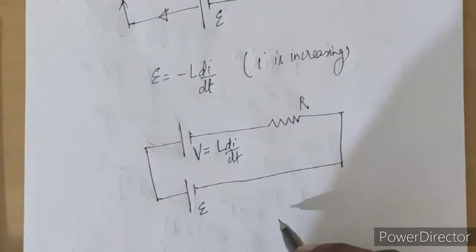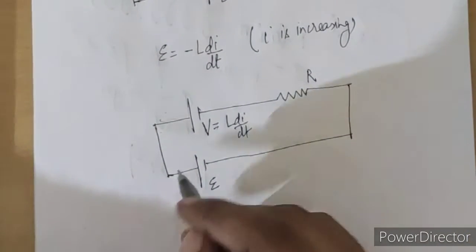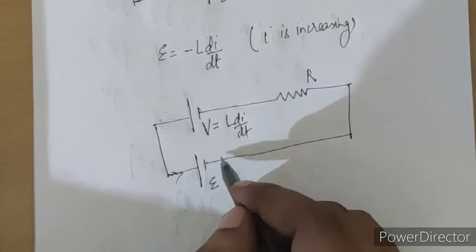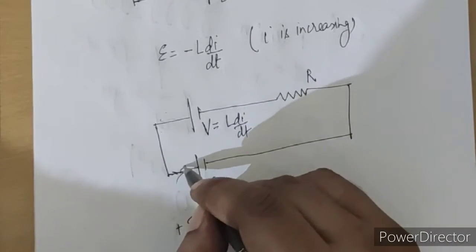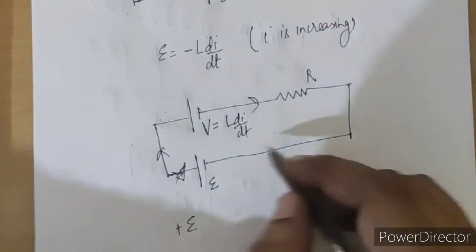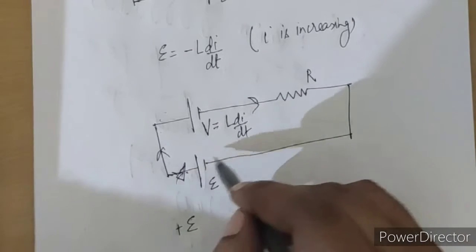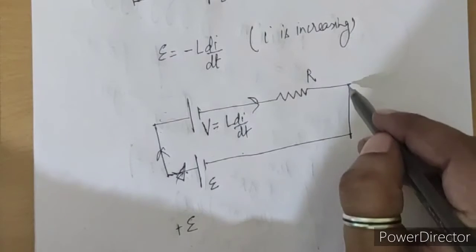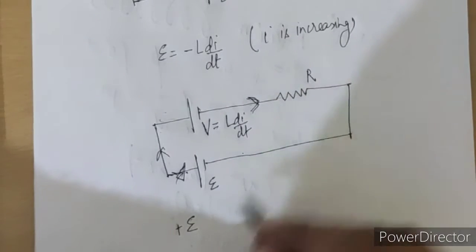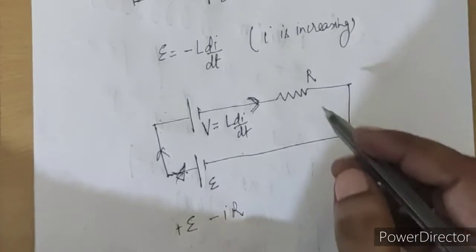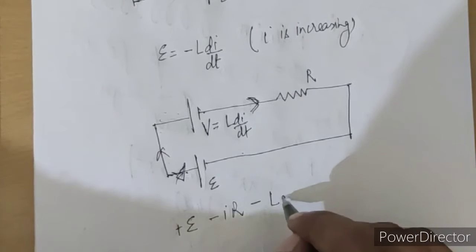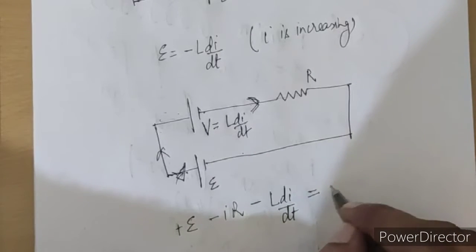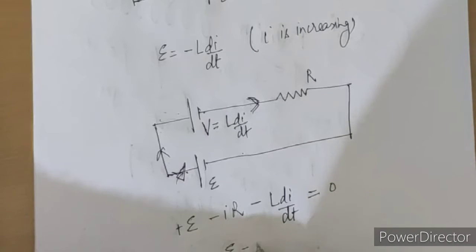Now if you use the loop law for the current, if you move from this to this, plus to negative, there is a drop, so it is plus E, and the current flow direction is this. So we are moving from here to here. Then we are going in the opposite direction of this current, so it will be minus IR, and then negative to positive we are going, so it will be minus L di by dt, which is a magnitude, equal to 0. So E minus IR is equal to L di by dt.